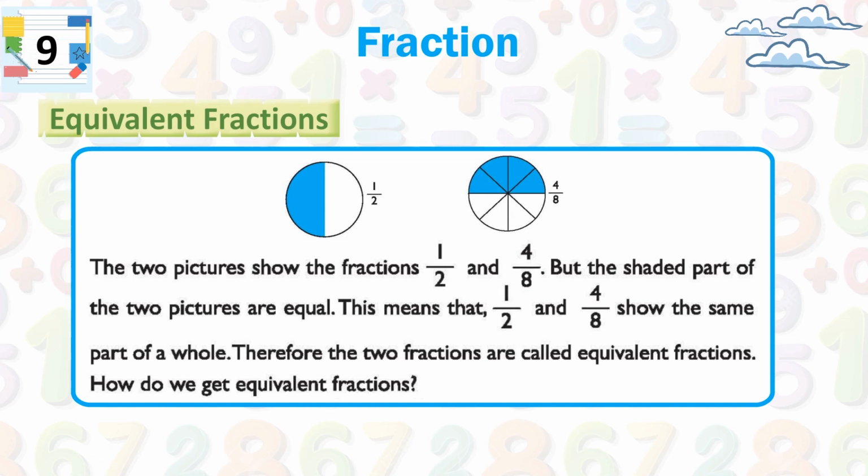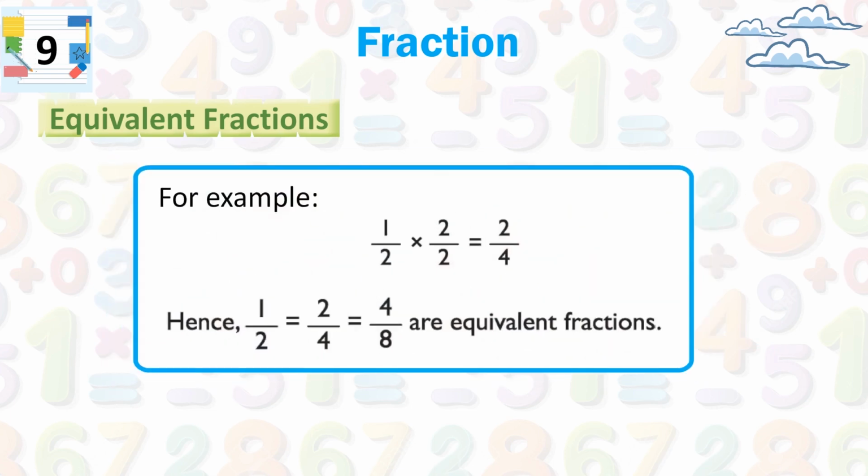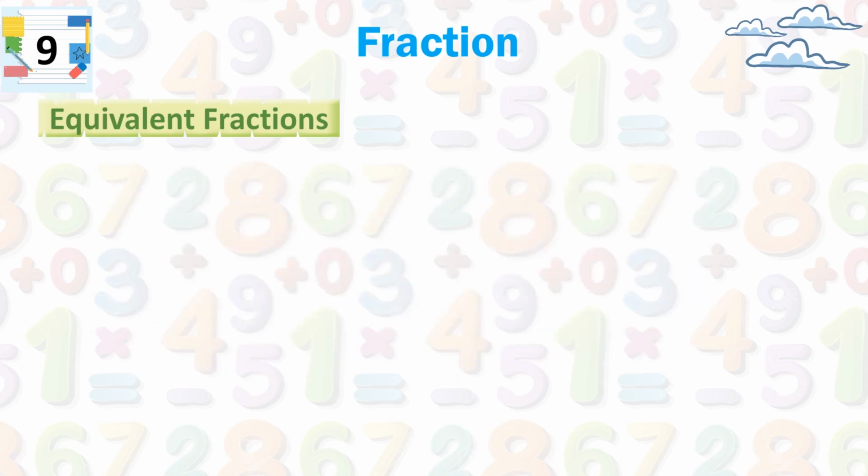How do we get equivalent fractions? Example. We can obtain 4 upon 8 from 1 upon 2 in the following way. 1 upon 2 into 4 upon 4 is equal to 4 upon 8. Fractions can have more than one equivalent fraction. For example, 1 upon 2 into 2 upon 2 is equal to 2 upon 4. Hence, 1 upon 2 is equal to 2 upon 4 is equal to 4 upon 8 are equivalent fractions.